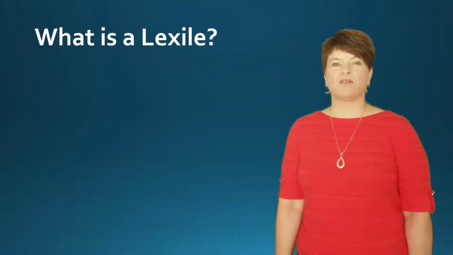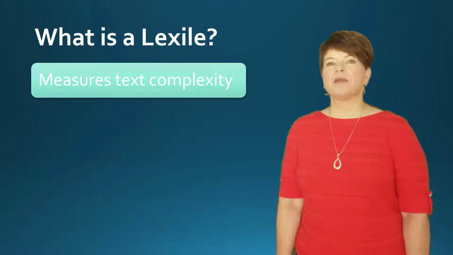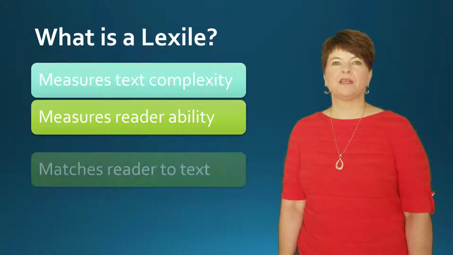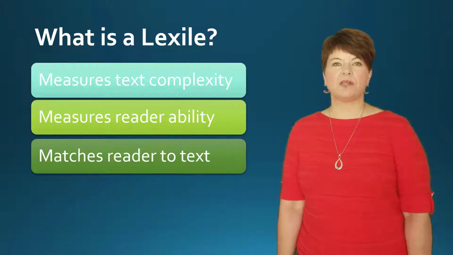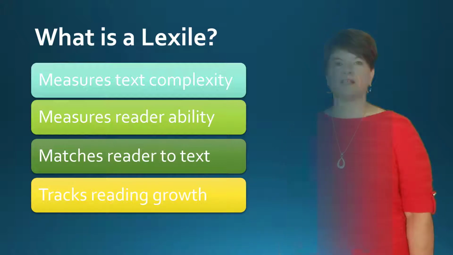Lexile measure. You might be asking yourself, what exactly is a Lexile? We're going to be using that term a lot in this class, so I want to make sure you understand it. A Lexile serves several functions. Primarily, it's used to measure text complexity, but it also lets you know what level text you're able to read as a reader. It can match text to reader, and finally, it can show growth in reading. We're going to take some time and look a little bit more deeply at each of these things.